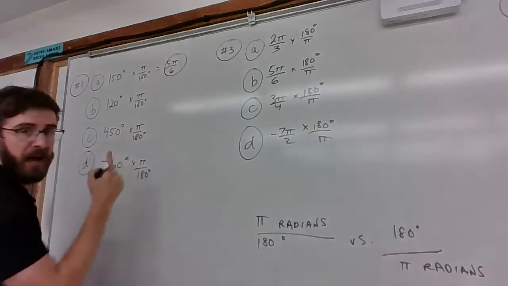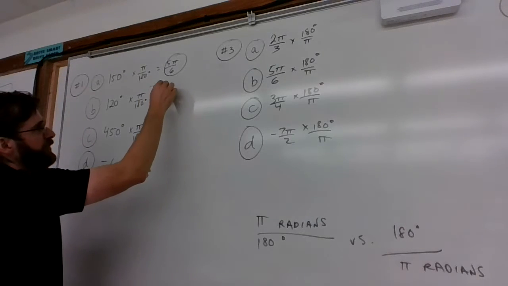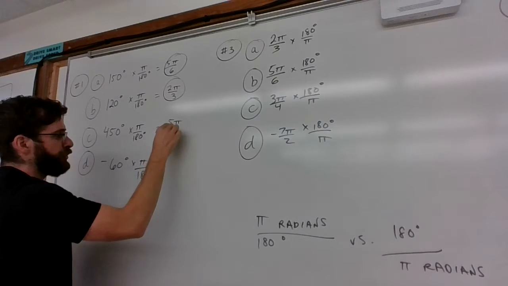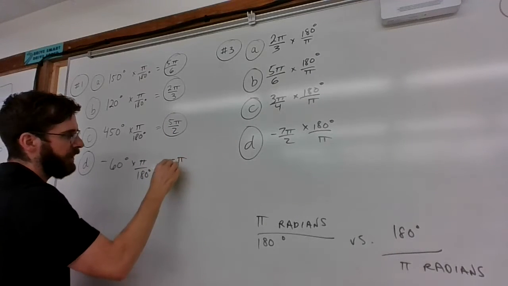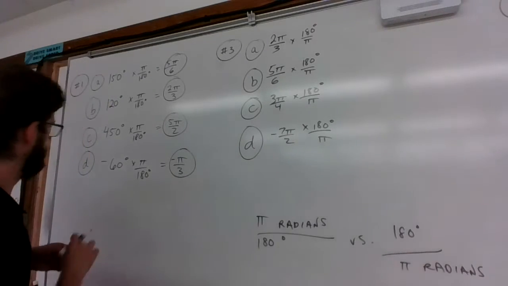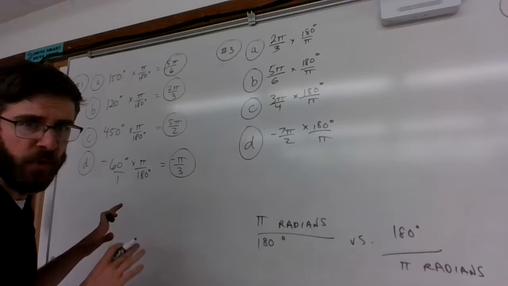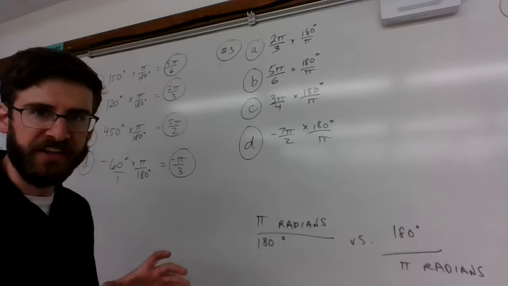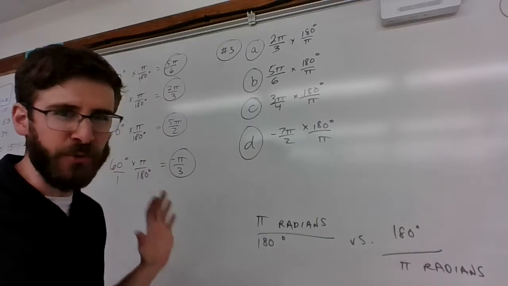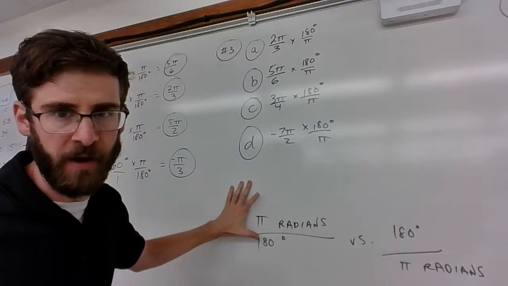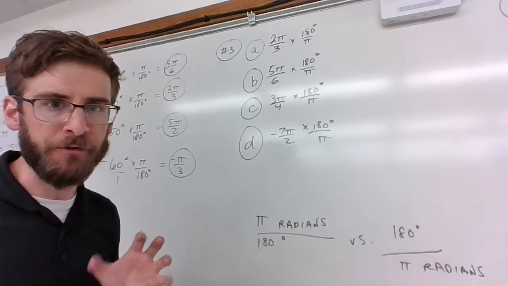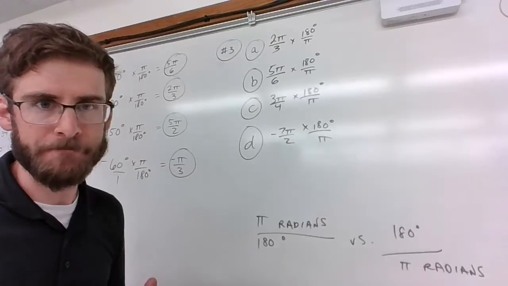This ends up being 5 pi over 6 radians. This one turns into 2 pi over 3 radians. This one turns into 5 pi over 2 radians, and this one is negative pi over 3. All I'm doing is cross-canceling and reducing where I can. Make sure you write these in terms of rational fractions. Don't use decimals put side by side with pi. It's just not an elegant solution, and really I want you guys to keep up your fraction skill set, okay?